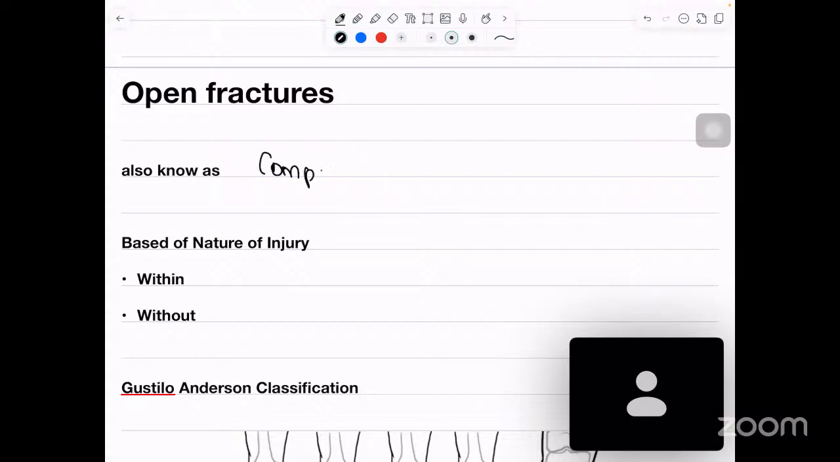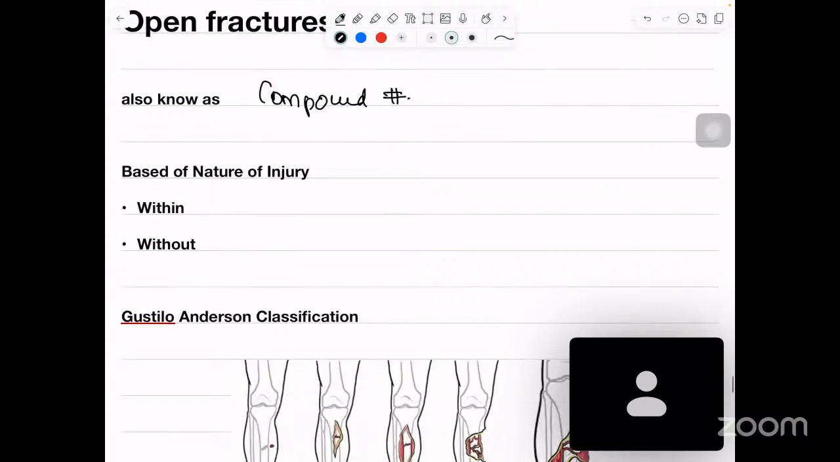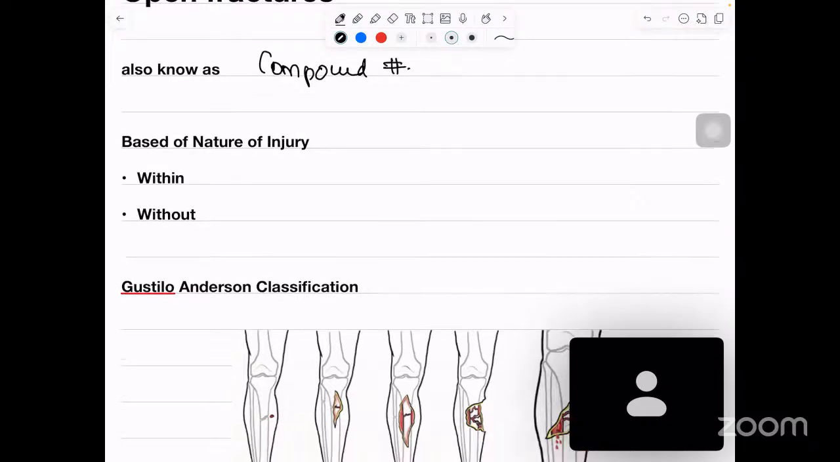It is also known as compound fracture. Compound fracture. Based on the nature of injury, a fractured bone is surrounded by muscle followed by skin. If this fractured bone pierces, it is so sharp, right? The sharp ends of the fracture can tap into the muscle and the skin. And if it makes an injury over the skin, it's known as within.